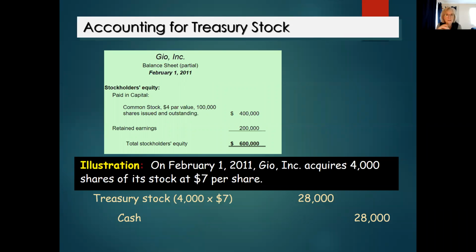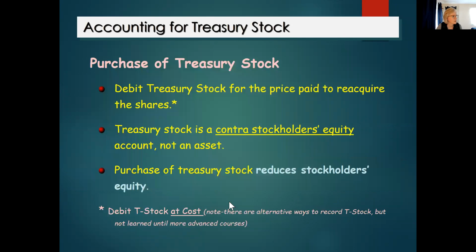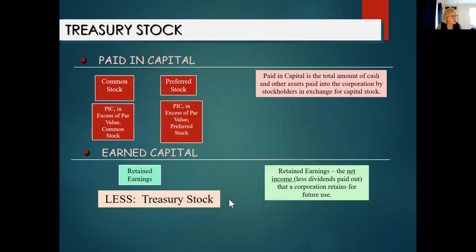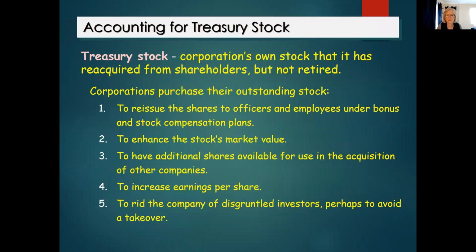All right. So we book treasury stock at cost. If you go on into advanced accounting, you'll learn that you can also book it at par value, but most companies prefer just the cost method. So at the time the company reacquired treasury stock, they paid $7 a share. Okay. So why do companies buy treasury stock?